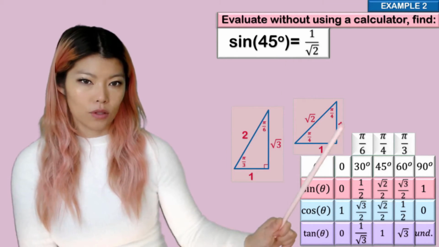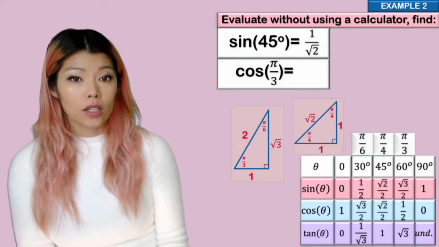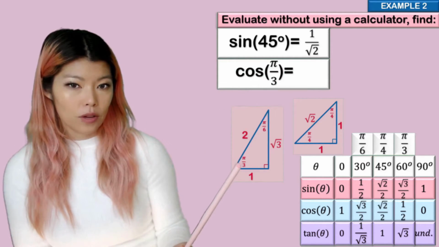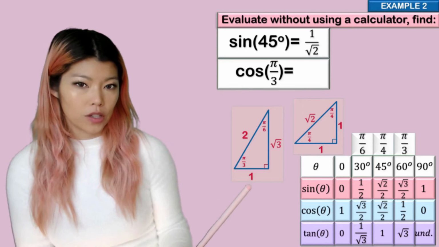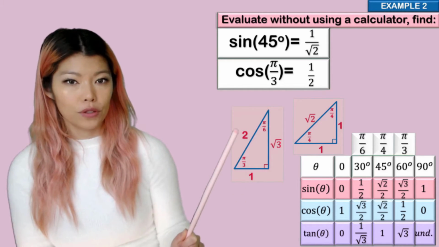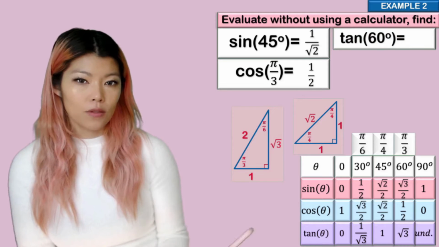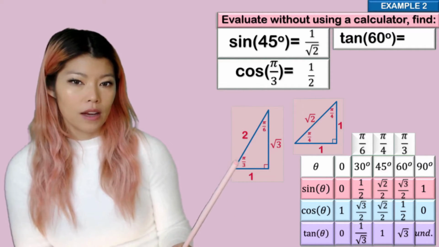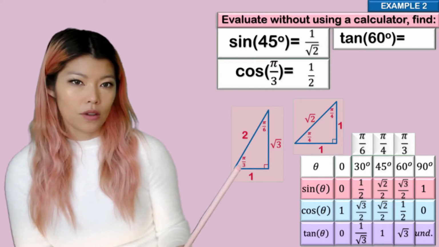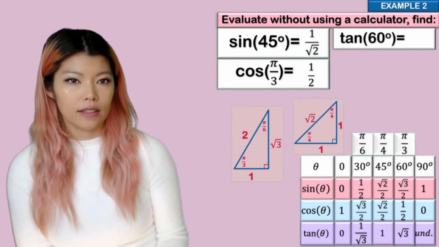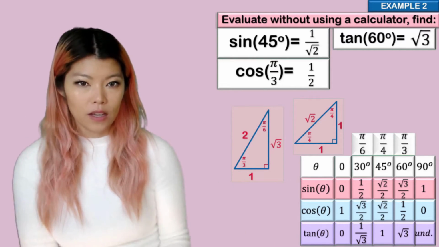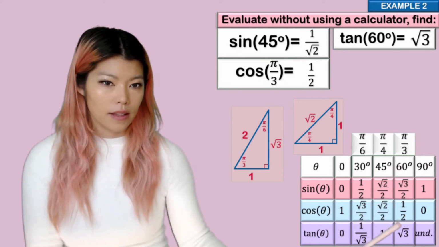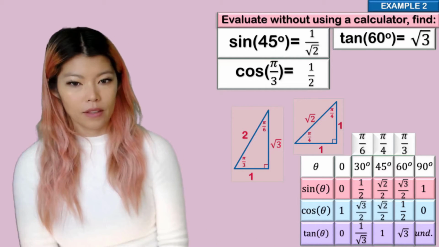So in this case, I would scribble that one down. Cos pi on 3 would mean we're using this triangle. So pi on 3 would mean we're looking at here, and cos would be adjacent over hypotenuse, 1 over 2. And tan 60 would mean we're using this triangle over here. 60 is pi on 3, or the bigger angle down here. So tan would be opposite over adjacent, which is root 3. So you can see that you can use this, or you can use this. So tan 60 would be over there.